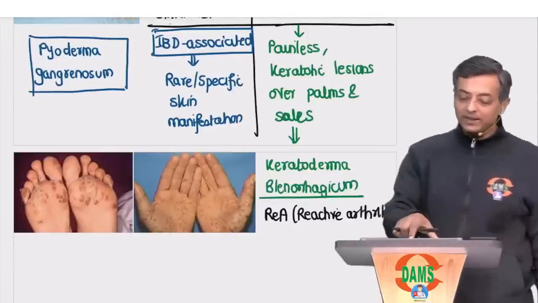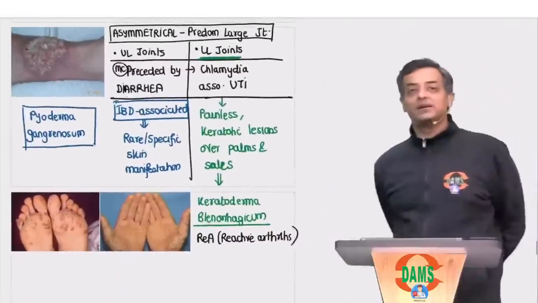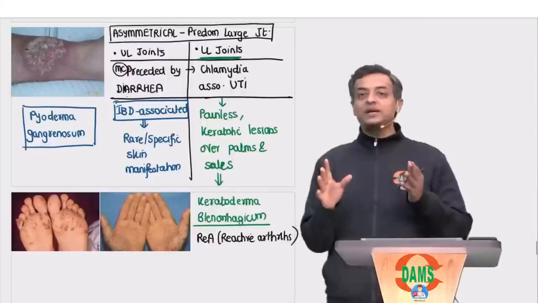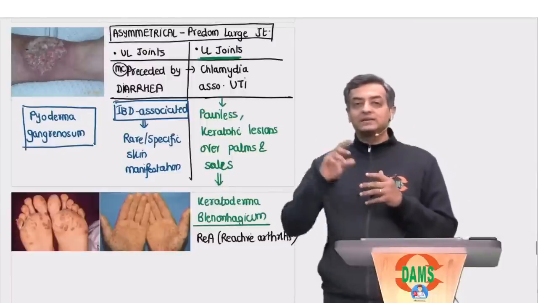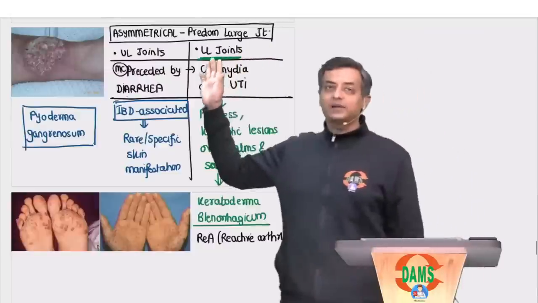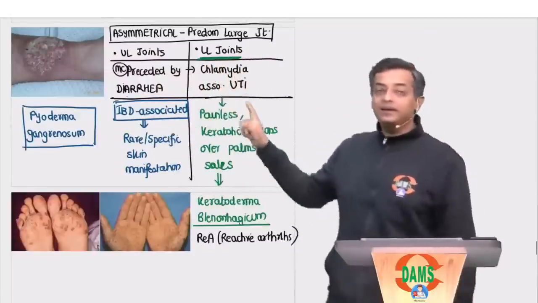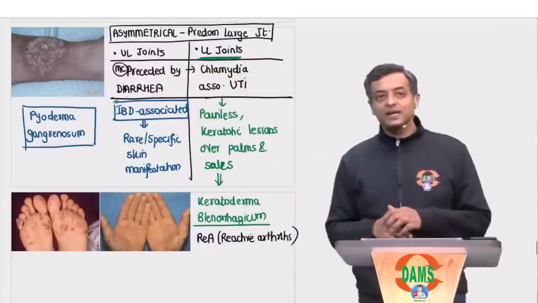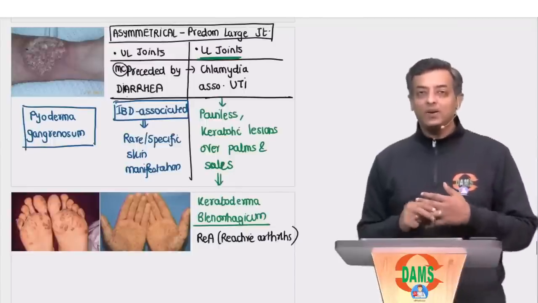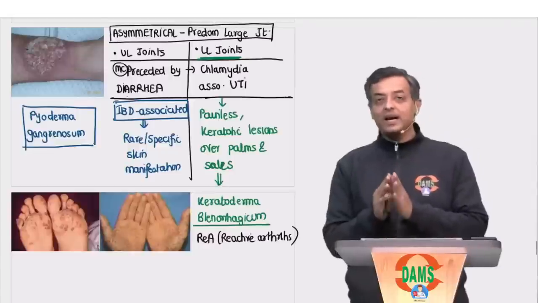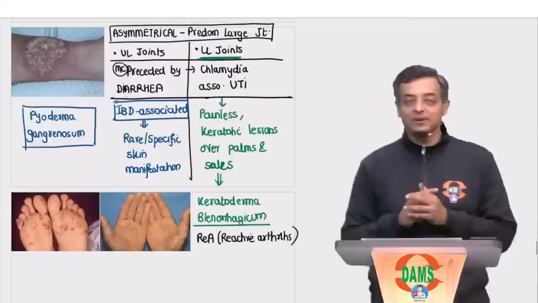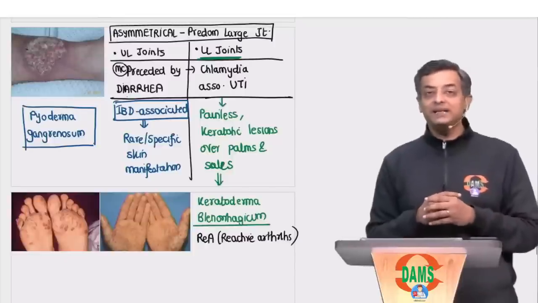So, totally there are four types of spondyloarthropathy. If it is axial dominant, male gender, it is ankylosing spondylitis. If it is like RA, it is psoriatic. Asymmetrical large joint is either IBD or reactive arthritis. The important common point is that first line treatment is NSAID alone.